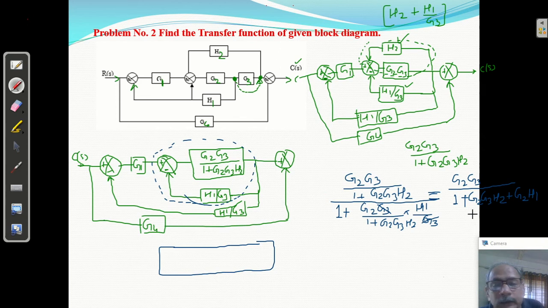What is the block here? This G1 cascades into G2, G3: G1 G2 G3 upon 1 plus G2 G3 H2 plus G2 H1. Only G1 will be multiplied here because it is forming a cascade. Now this is okay. Then it is a feedback.